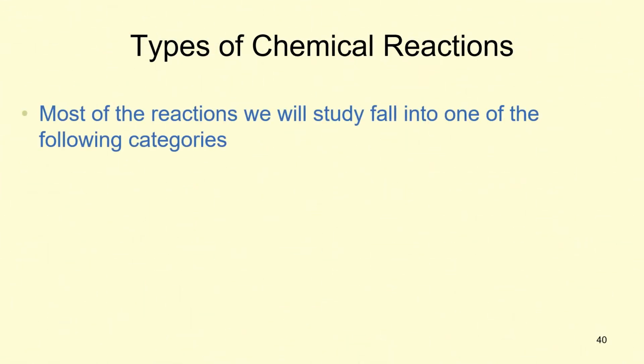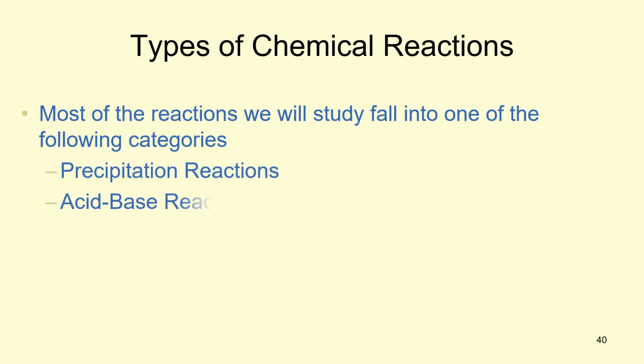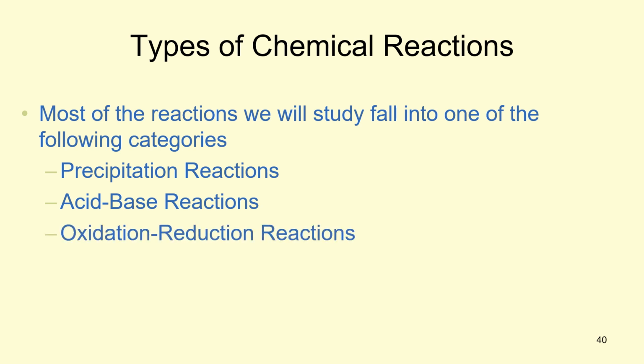So let's talk about types of chemical reactions. Most of the reactions that we'll study will fall into one of these following categories, either a precipitation reaction, an acid-base reaction, or an oxidation-reduction reaction. There are other kinds. These are the ones we're going to study.